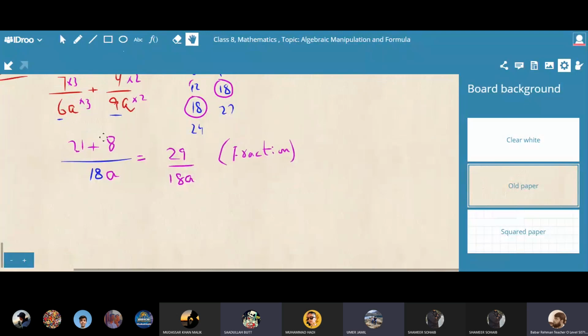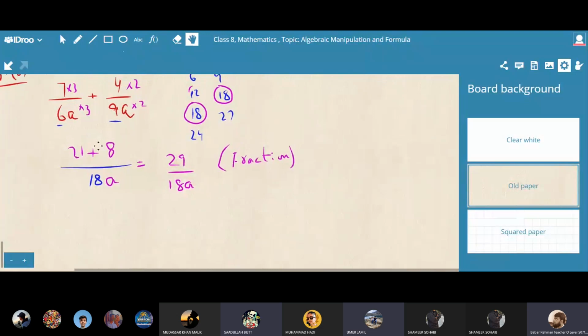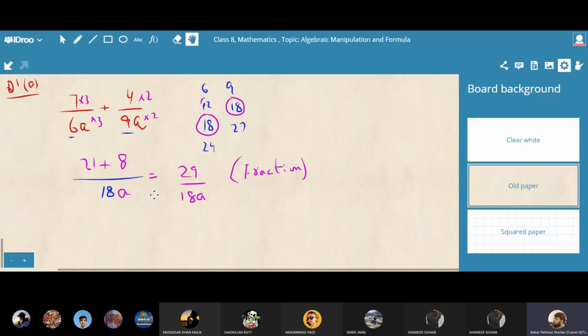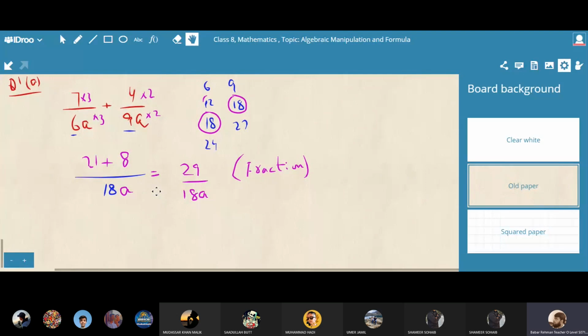Beta, 21 plus 8, how much? 29. Is this correct? Yes, sir. Thank you. Simplify. It can be simplified. How can it be simplified? It is with 3, sir. Fractions.